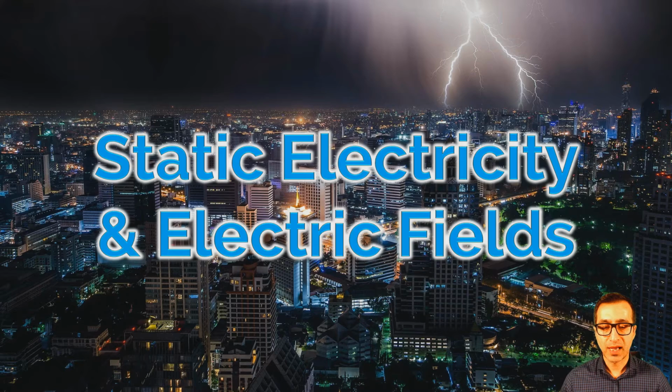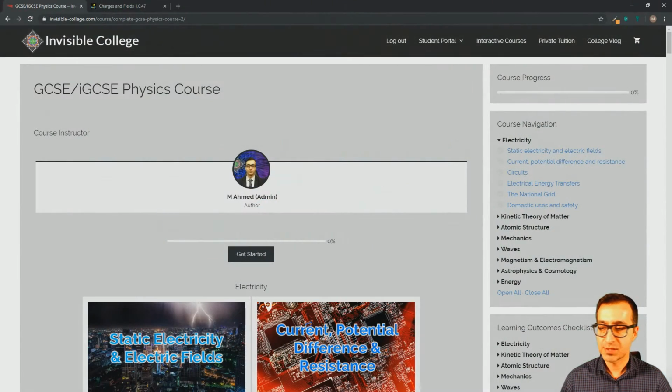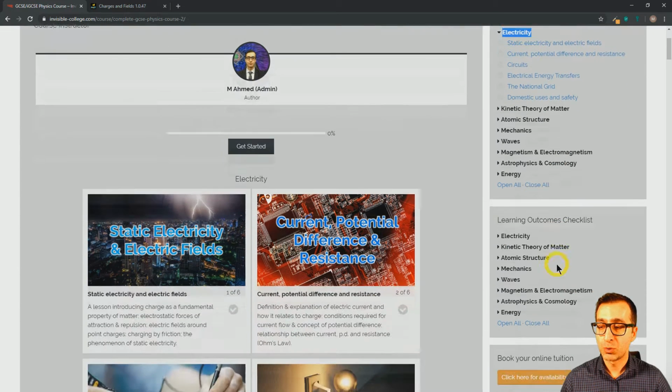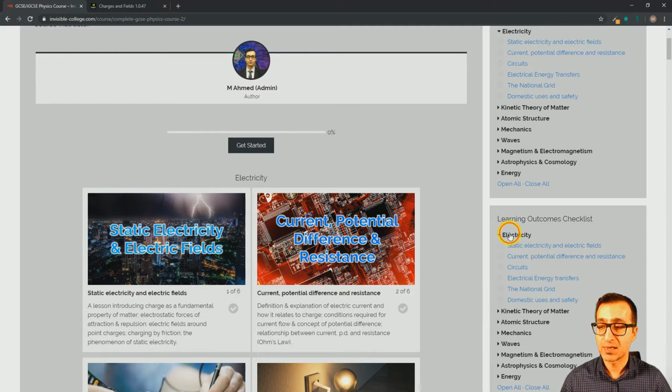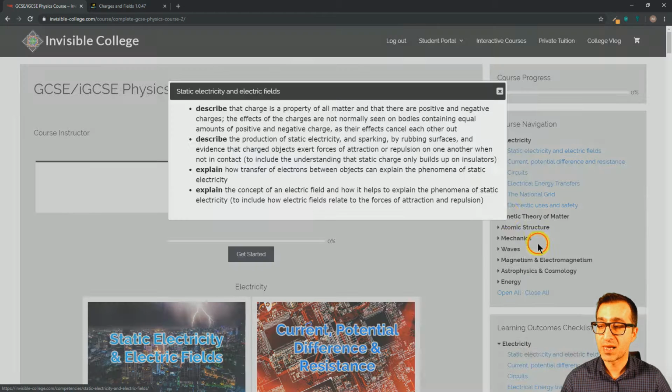So let's quickly take a look at the learning outcomes for this lesson. If ever you need to find what the learning outcomes are for a particular lesson, you can either go to the lessons page by going into the course navigation and clicking on the link for that lesson under the appropriate section, or you can go to the learning outcomes checklist here and click on the title of the lesson there, and you'll find the learning outcomes.